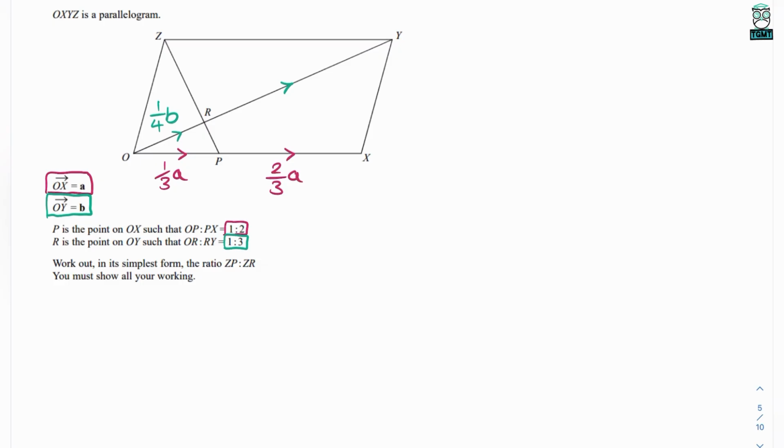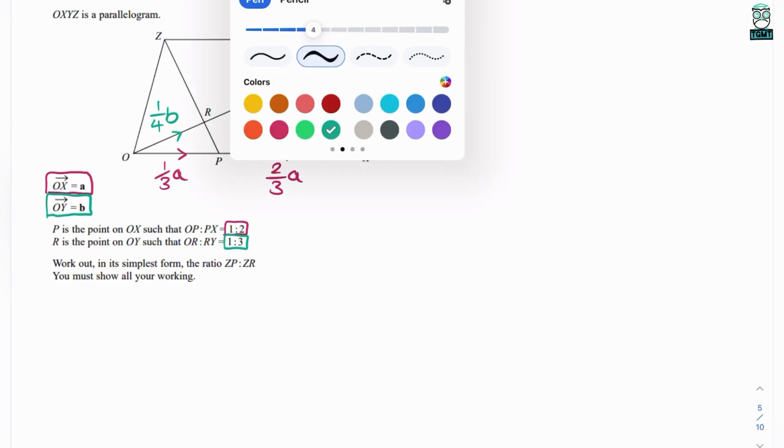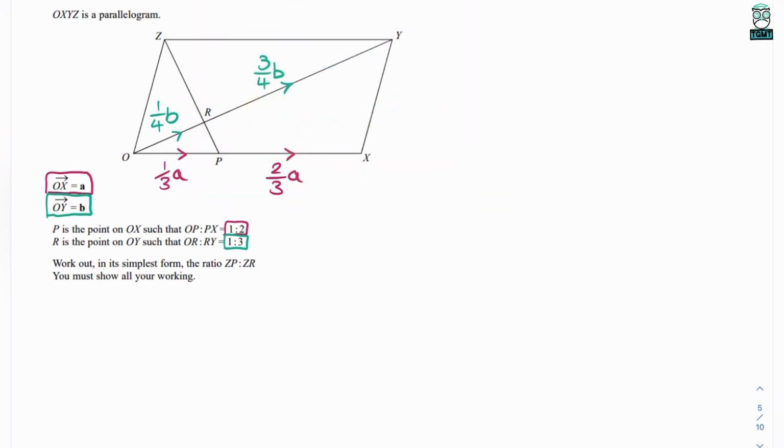And this would be 3/4 b. And that's all the vectors that we've been given there. It says work out in its simplest form the ratio z to p, z to r. Z to p is the full length of this line, so I want to know what the full length of that line is as a vector. And the other part is z to r, and z to r is just this part of the line. So we have two vectors to work out, the full length of that line and also just z to r.